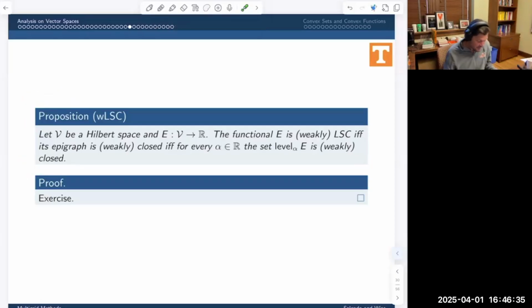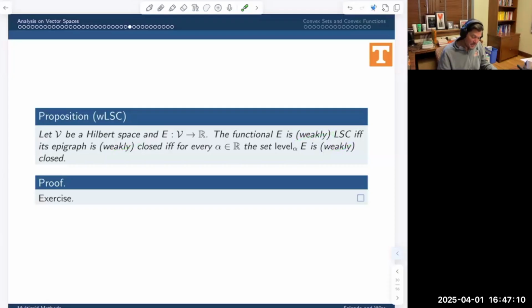This says something important about weakly lower semi-continuous functions and the epigraph. Let V be a Hilbert space and E be a nonlinear functional. The functional E is weakly lower semi-continuous or just regularly lower semi-continuous. You can omit this word weakly. If you put it there, then you put it in every location in the parentheses, and if you omit it, then you omit it in every location. So let's read it without the weakly present first.